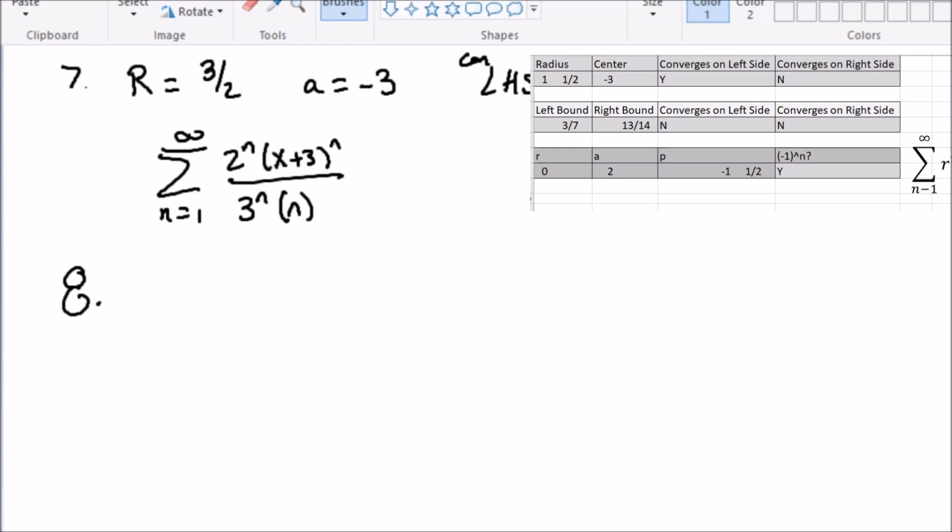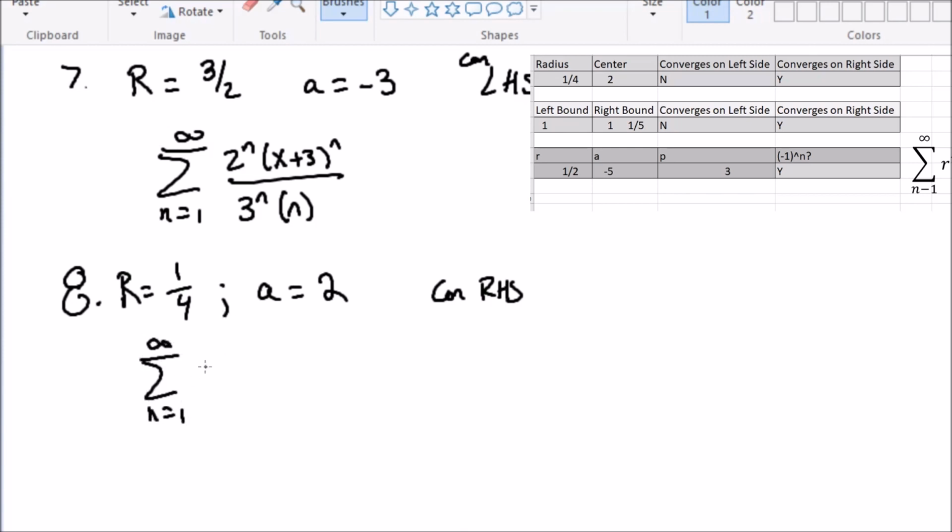Number 8. Radius equals 1/4. Center equals 2. Converges on the right hand side. So I'm going to get the sum from n equals 1 to infinity, 4 to the n, (x minus 2) to the n, times (-1) to the n, all over n. All right, let's do 2 more.